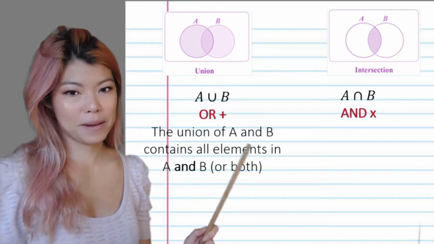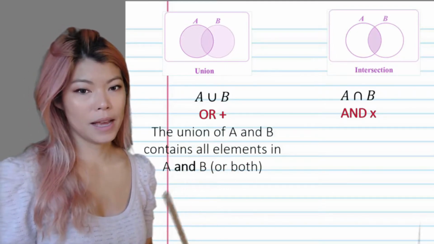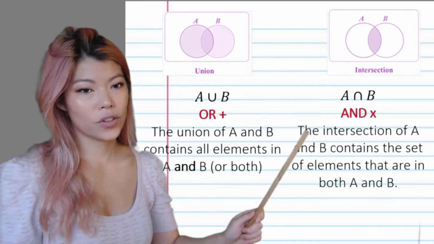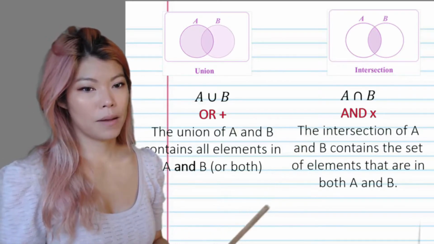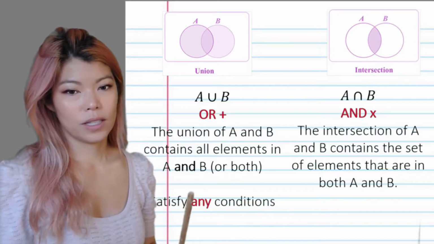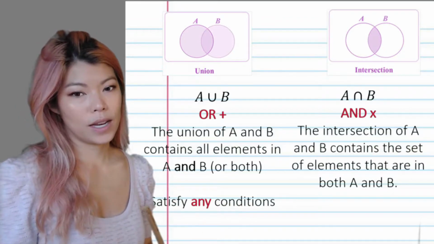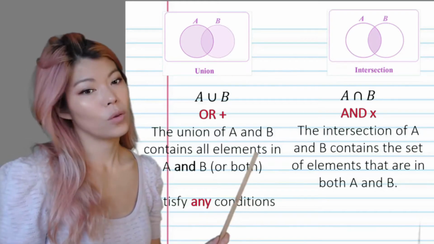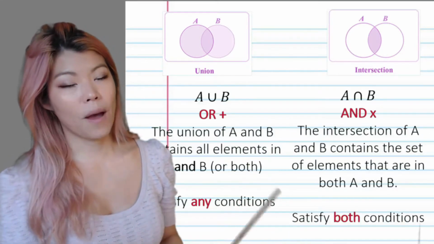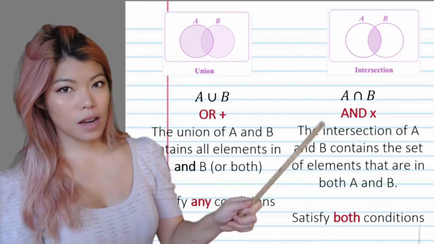So union is when the union of A and B contains all the elements in A and B, whereas the intersection contains a set of elements that are in both A and B. So in simpler words, I like this statement more. The union is when it satisfies any condition, whereas the intersection has to satisfy both conditions. So intersection is the fussy one.